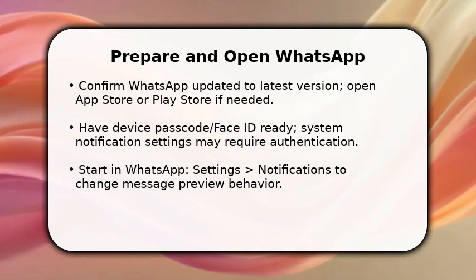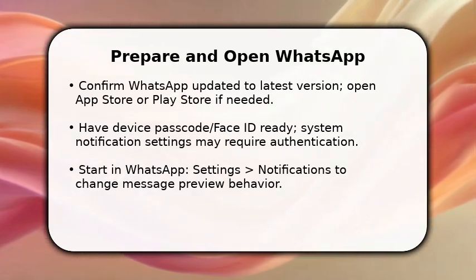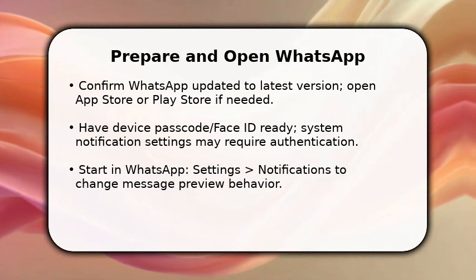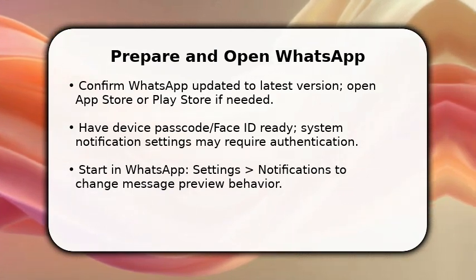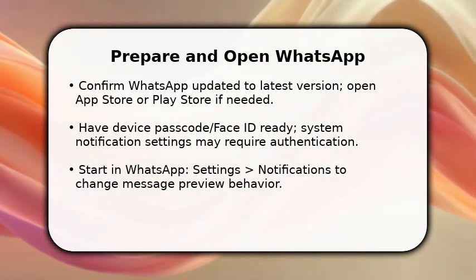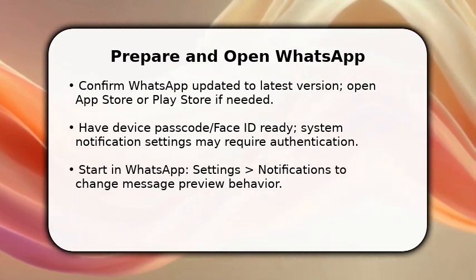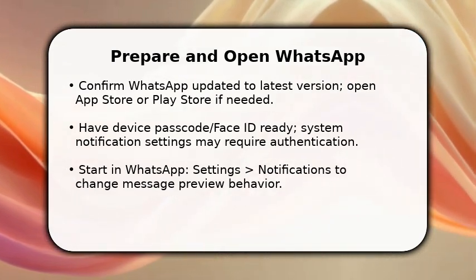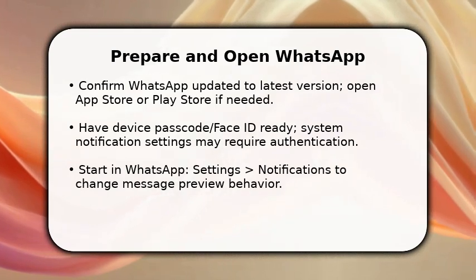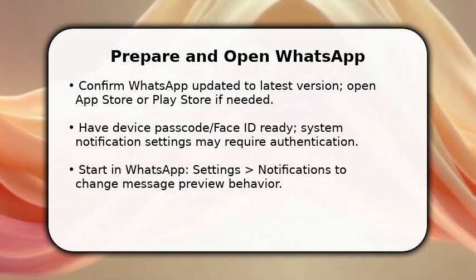You start by ensuring the app is updated and you can unlock the phone quickly. Once done, open WhatsApp and tap Settings, then Notifications. This is where WhatsApp controls in-app preview text. You do this first because app-level toggles often override or interact with system settings, so change here before sweeping into device notifications. Make sure you have your screen unlocked and permissions allowed. Otherwise, later steps will prompt you and slow the process.